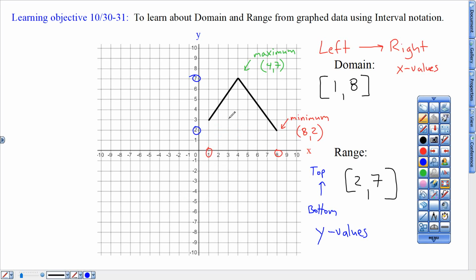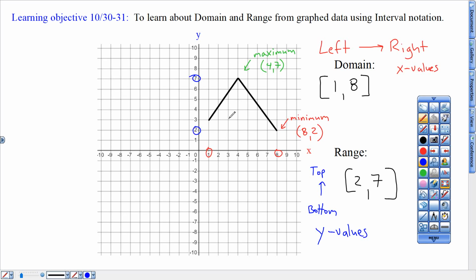Okay, this video is a little bit of the content that we learned in class today. The first new concept of quarter two is looking at information and being able to describe it as domain, left to right using the X values from the graph data, and range, bottom to top using the Y data from that graph.